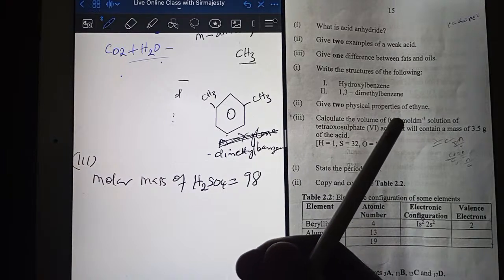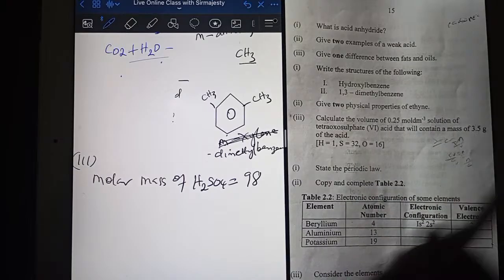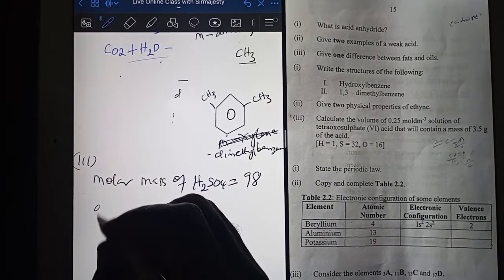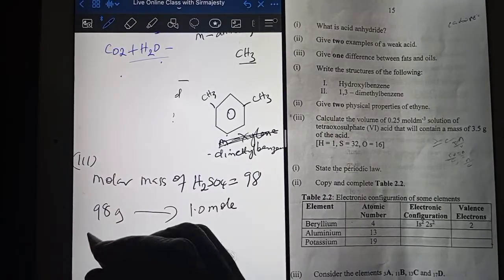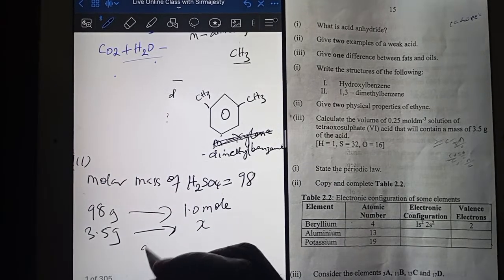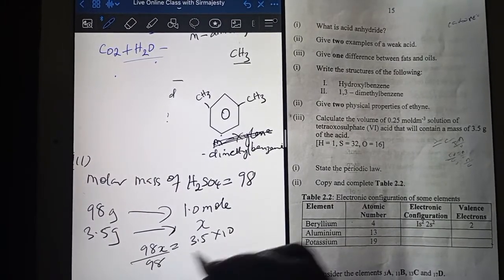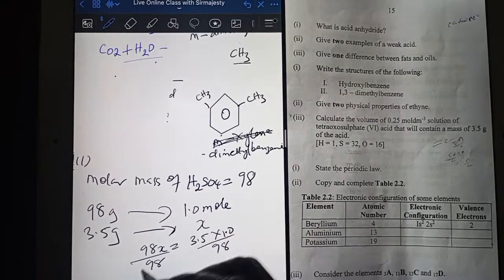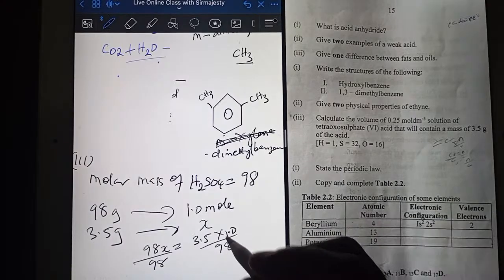So what if I decide to convert mass to mole? I'll make all of them in mole or all of them in mass. Let's work in mole, because the lower the value, the easier to calculate. This implies that 98 grams of H2SO4 represents 1 mole of H2SO4. What will 3.5 grams represent? x. So 98x is equal to 3.5 times 1. Divide both sides by 98.